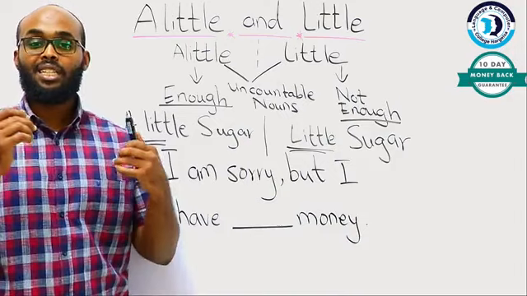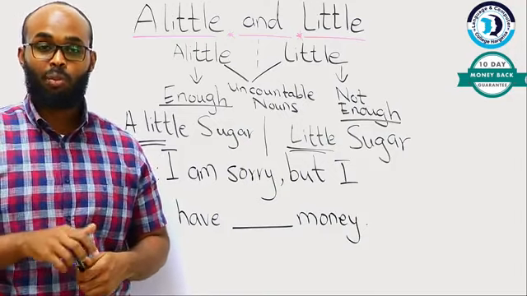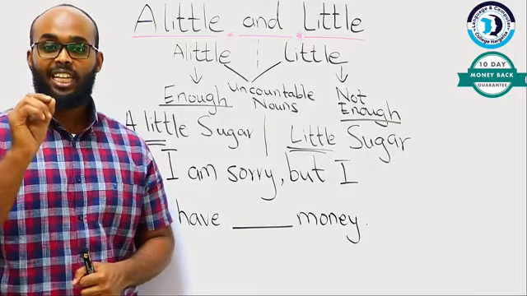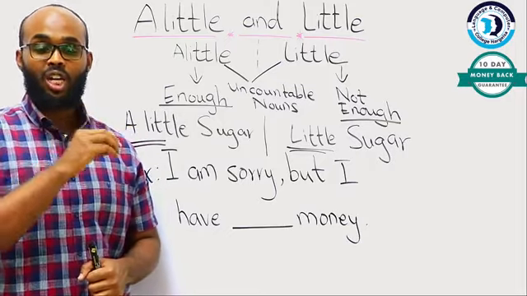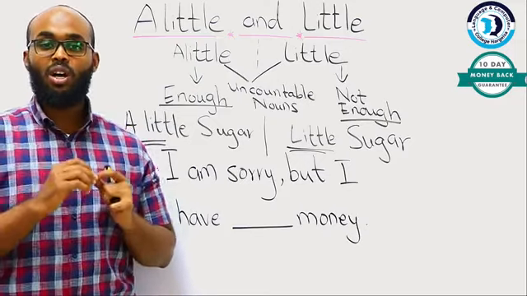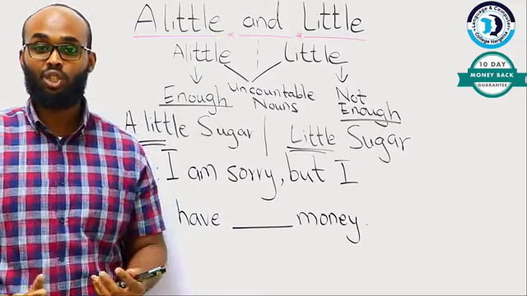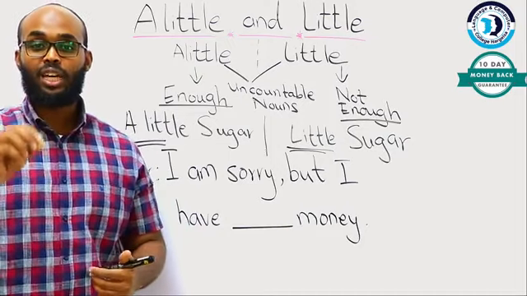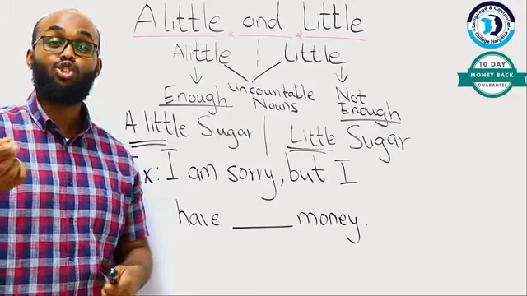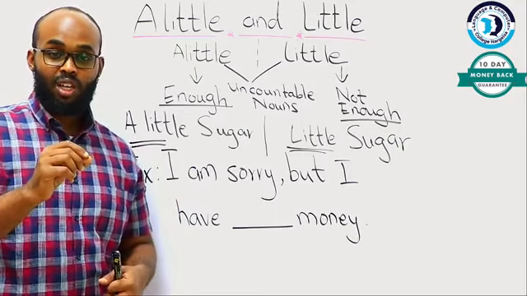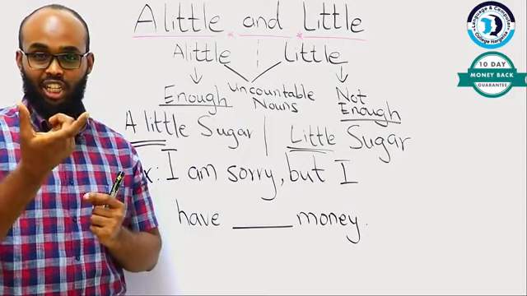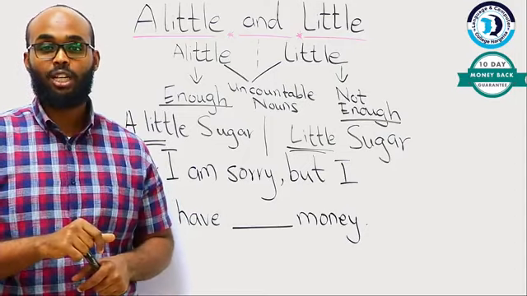Okay, that is one. Remember, number two: a little and little are quantifiers. Basically, they show that it is something you can count or you cannot count. Sorry, something which you cannot count, okay?